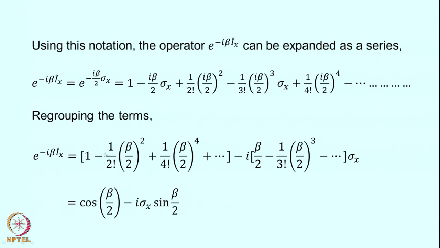So, what is this first bracket? This first bracket is actually an expansion of cosine beta by 2. This is the series expansion of the function cosine beta by 2, and the terms in the second bracket represent the series expansion of the function sine beta by 2. Therefore, I have here cosine beta by 2 multiplied by the unit matrix, and we can write this unit matrix here, okay. And then minus i sigma x sine beta by 2.